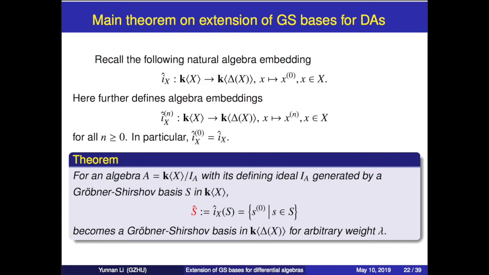Then we show that for any algebra A with the presentation, where the defining ideal I_A is generated by a Grobner-Shirshov basis S in K⟨X⟩, we use this natural algebra embedding to give the image inside K⟨δX⟩. Then we will show that it is a Grobner-Shirshov basis in K⟨δX⟩ for arbitrary weight lambda. That is the non-commutative case. So it's a differential Grobner-Shirshov basis.